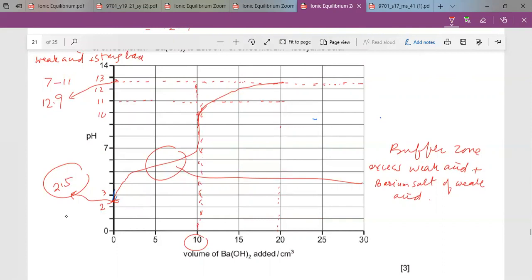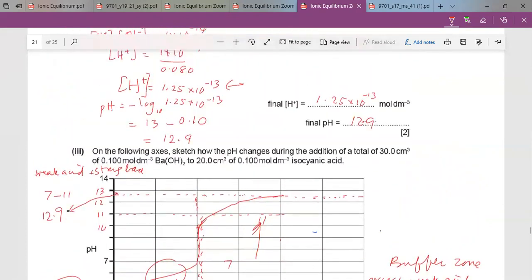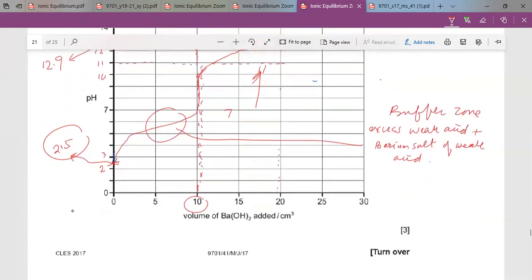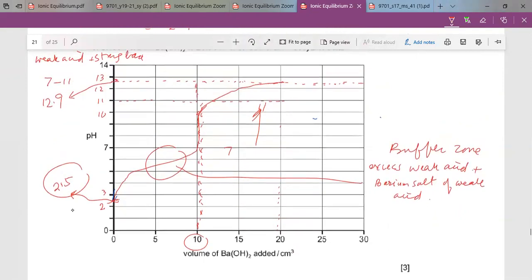Remember, it's a weak acid, strong base, so the pH jump is 7 to 11. At the end, the pH is 12.9, at 20. So the pH jump is here, and you draw it like that. Remember, here is flattish. It should be more flat.